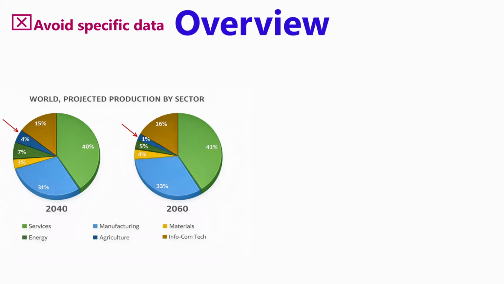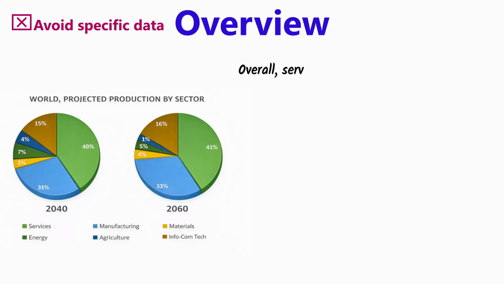And also, as you can see, manufacturing is predicted to grow slightly, and ICT, which is infocom tech, will show a modest increase, all right? And energy and materials will see some minor fluctuations here. So these are the most outstanding features that I'm going to put in my overview paragraph without providing any specific data. No percentages are going to be included in this paragraph. So let's start writing this paragraph together.